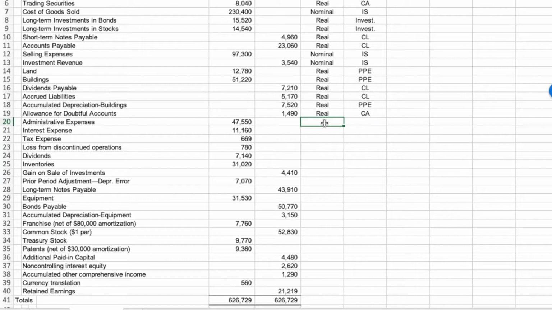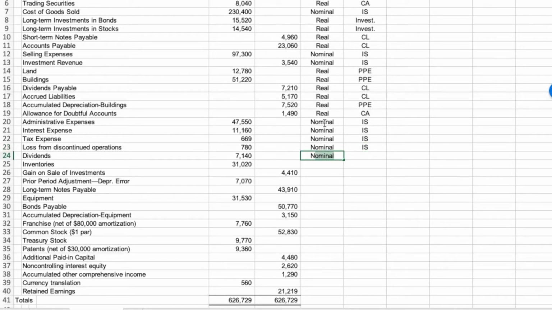The administrative expenses is a nominal account. It is an expense. It goes on the income statement. Interest expense, nominal account on the income statement. Tax expense, nominal account on the income statement. Loss from discontinued operations. This is a nominal account. It is also on the income statement. This goes kind of towards the very end of the income statement after income from continuing operations.